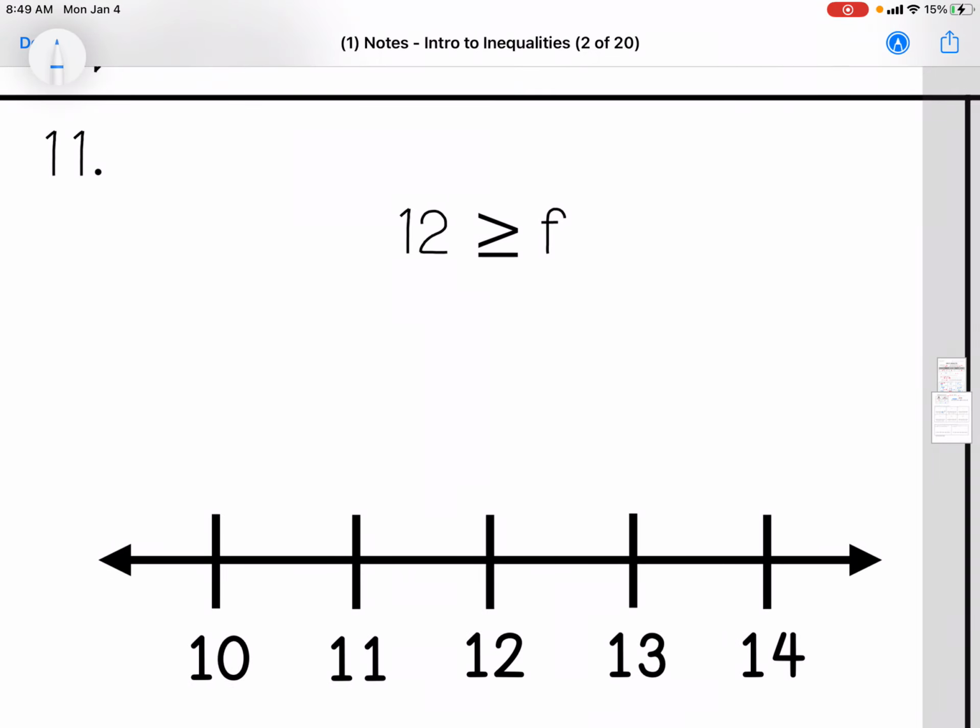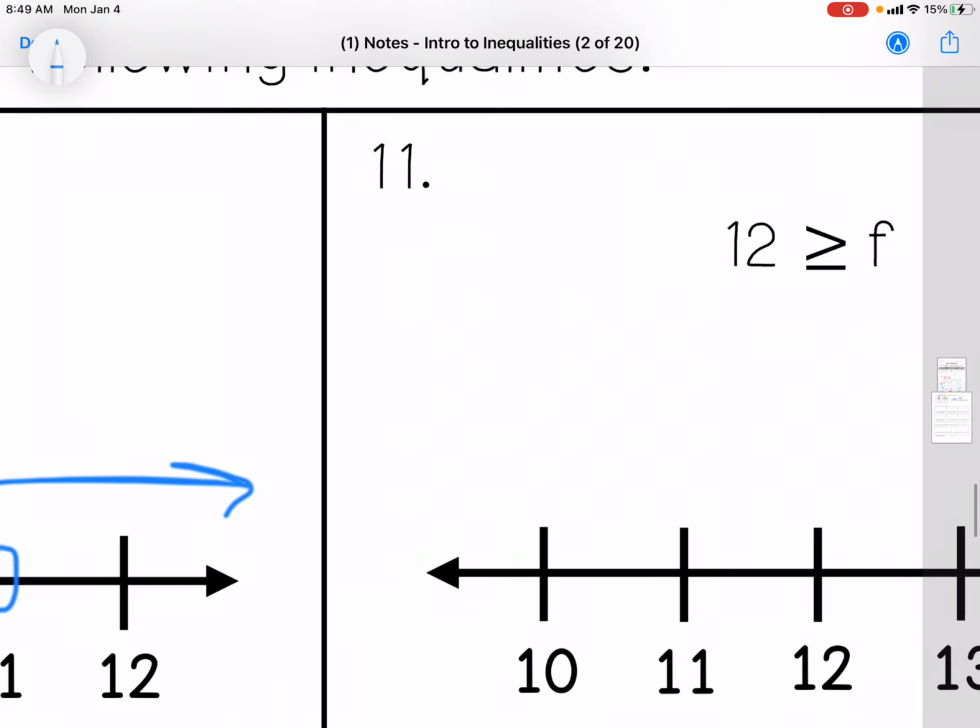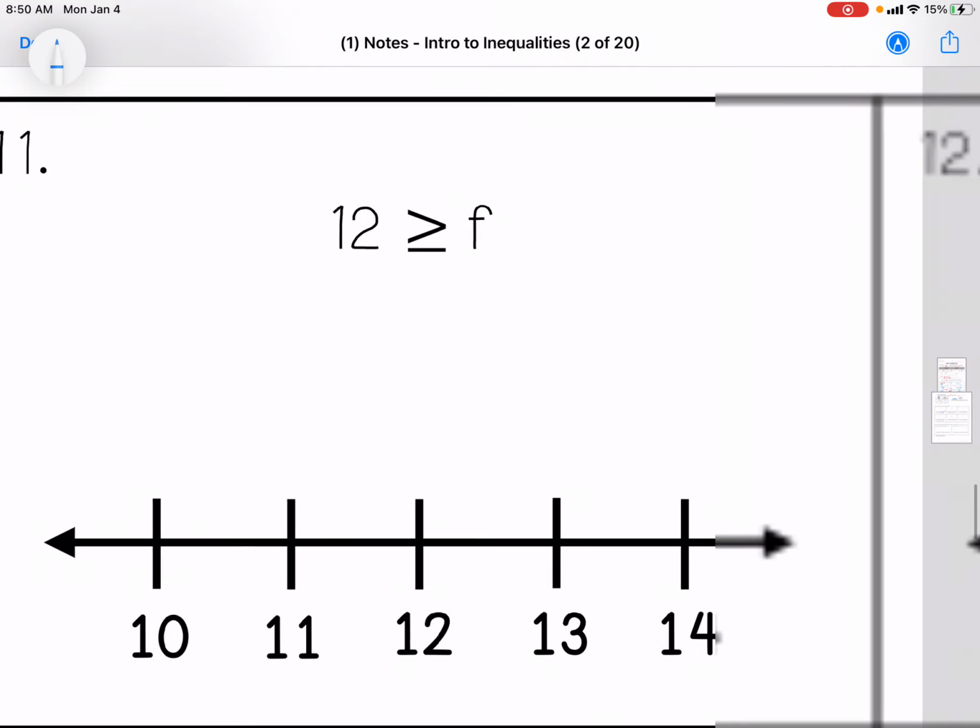F is less than or equal to 12. Now, this one is going to be, don't always go by the line unless, here's why, okay? First of all, it's going to be a closed dot on 12.